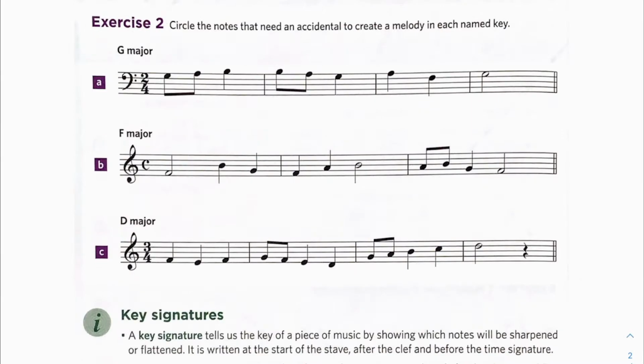Exercise 2. Circle the notes that need an accidental to create a melody in each named key. Question A. The melody is written in G major. And in the scale of G major, there is one sharp, and the sharp is F sharp. So all we need to do is to find all the Fs in this melody and add a sharp in front of the note. We are in bass clef, and if we scan through the whole melody, there's only one F in this melody, and it's here. So all we need to do is to add a sharp in front of this F.